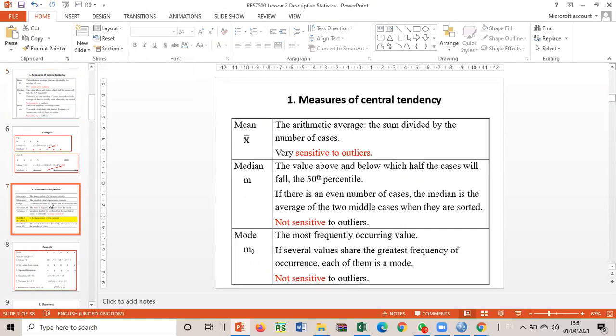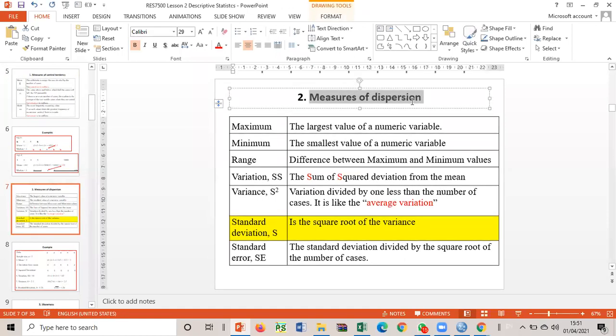Next, measures of dispersion. What does the word dispersion mean? Like a distribution of data? Distribution, or how they're scattered, isn't it? Yes. Are they close, or far apart?